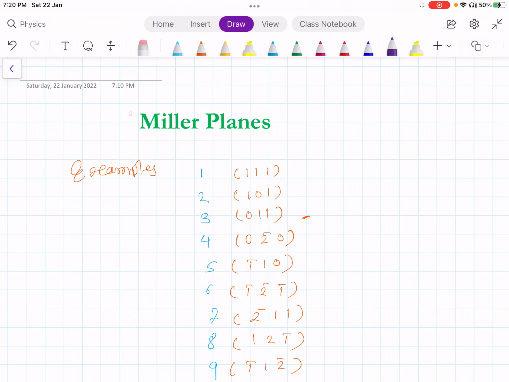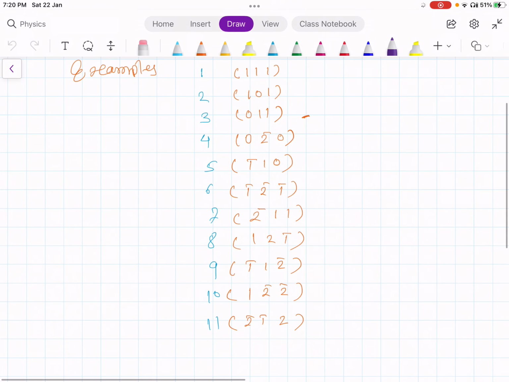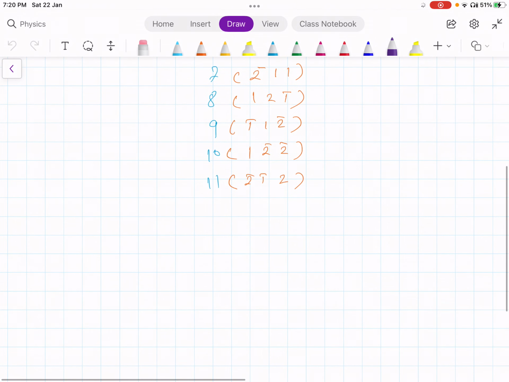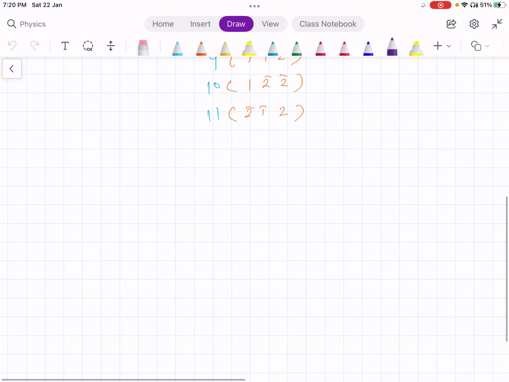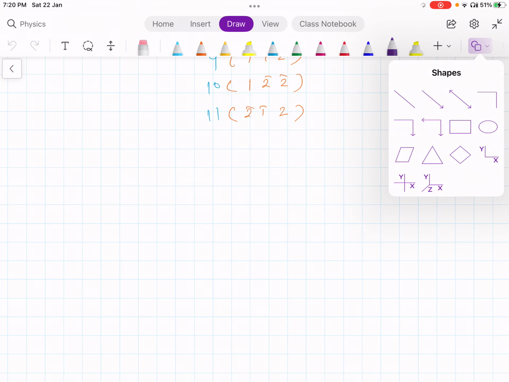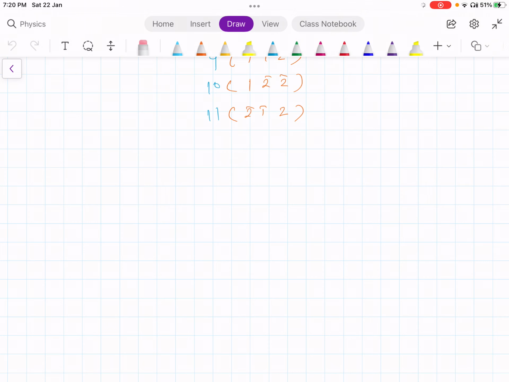In this lecture, I am going to take some examples of Miller planes, and how to draw these planes in a unit cell. Let's see that. In total, I am going to draw 11 planes. So first, you have to draw the unit cell as per the steps I have explained in the earlier lecture. First, you have to draw the unit cell.